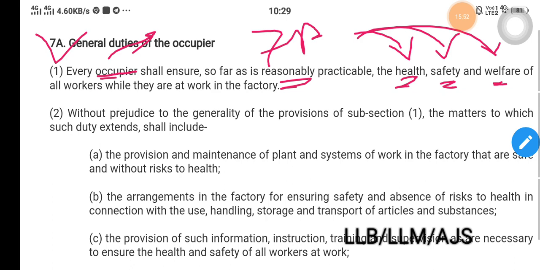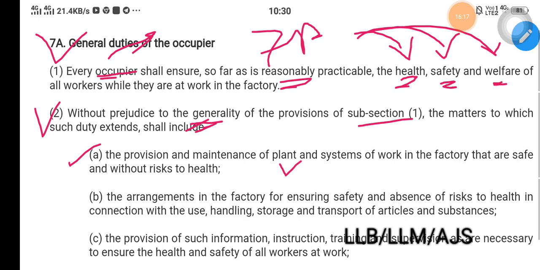Then comes Section 7A, subsection 2. Without prejudice to the generality of the provisions of subsection 1, because subsection 1 is a general provision, the matters to which such duty extends shall include: A. What are those matters? The provision and maintenance of plant and systems of work in the factory that are safe and without risk to health.